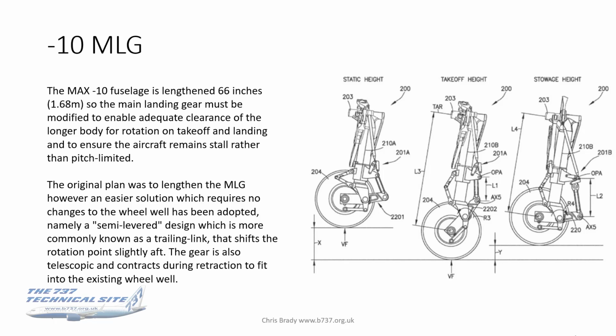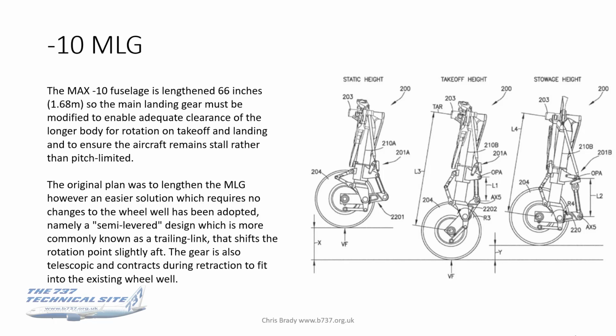So how on earth do you get around this? I mean, the original plan was to lengthen the main landing gear, but if you do that, then you would have to move the main landing gear further outboard from its present position to fit into the wheel well, because the keel beam is the limiting factor here, and the keel beam needs to be there, and presumably it's at the minimum dimensions it can be at.